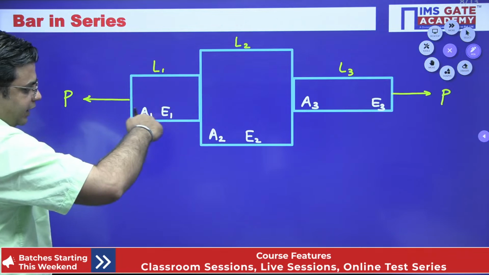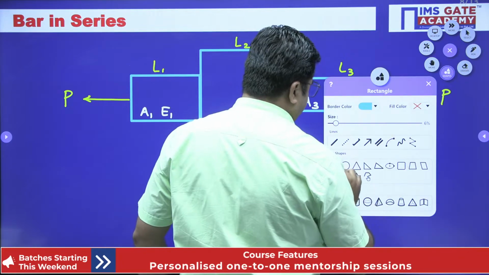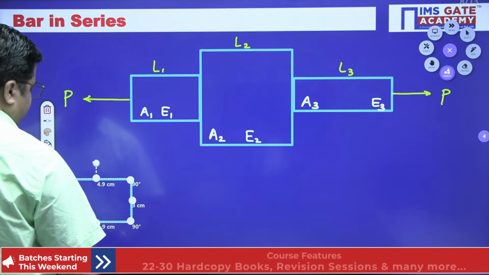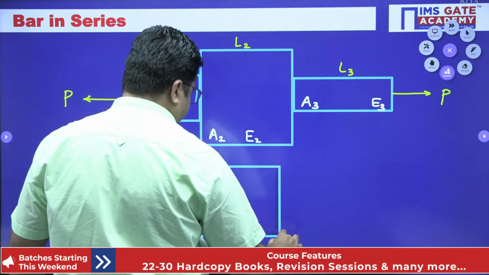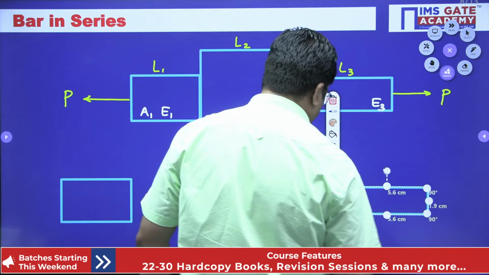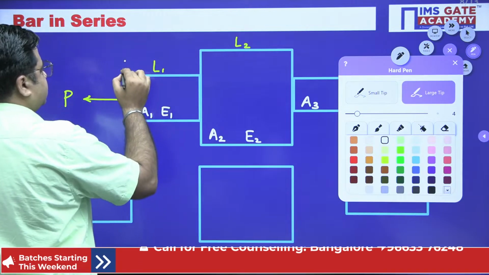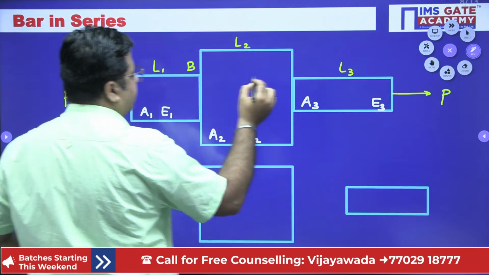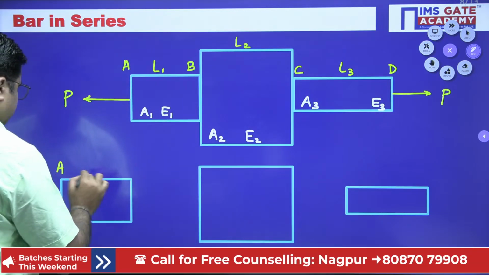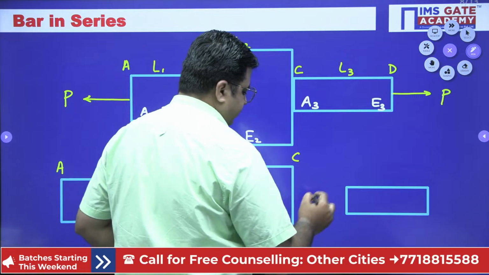So if you just consider the individual members and observe the forces that are acting, if I draw this first member, this is my first member, this is my second member, and this will be my third member. Right, so these are the 3 members. I'll name them also. This is member AB, then BC, then CD.